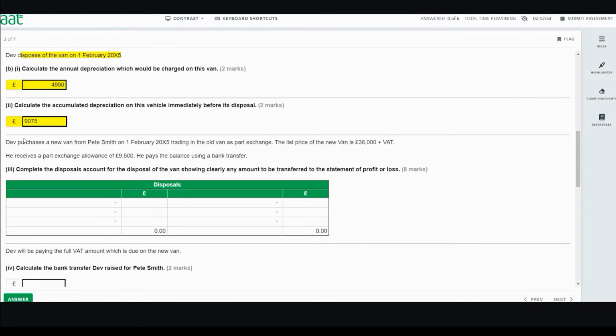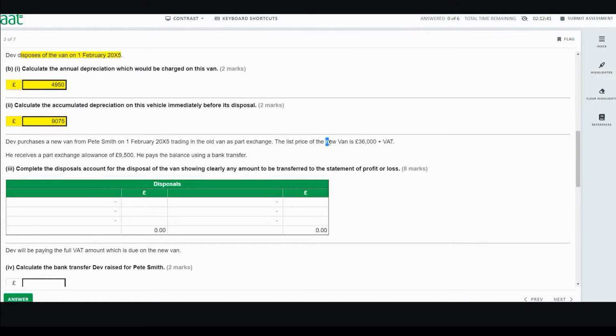What it's saying is Dev purchases a new van from Pete Smith on 1st February 2025, trading in the old van as part exchange. The list price of the new van is 36,000 plus VAT. He receives in part exchange 9,500, and then he pays the balance using bank transfer. So those are the important bits we need to take from this.